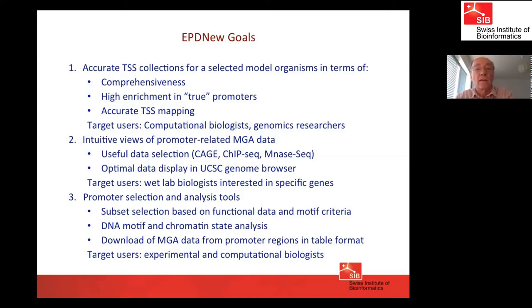Now, the second main part of EPD is a viewer for viewing promoters as such and related chromatin data. And the viewer is meant to provide a useful data selection of ChIP-seq, RNA-seq data and additional data, and also to provide an optimal data display in the UCSC genome browser. The target users for the viewer are more wet lab biologists interested in specific genes.